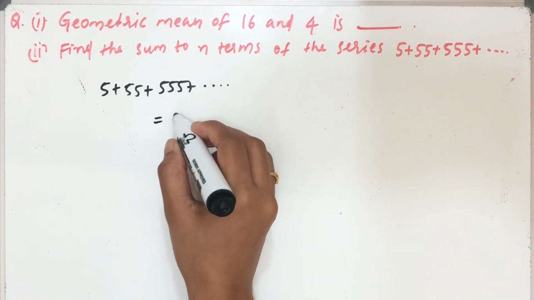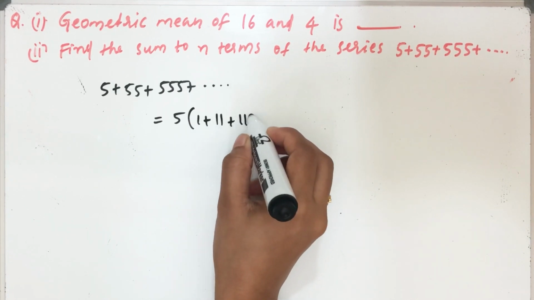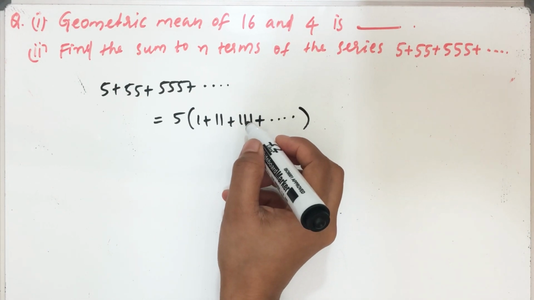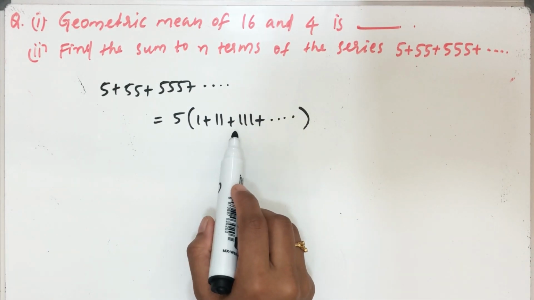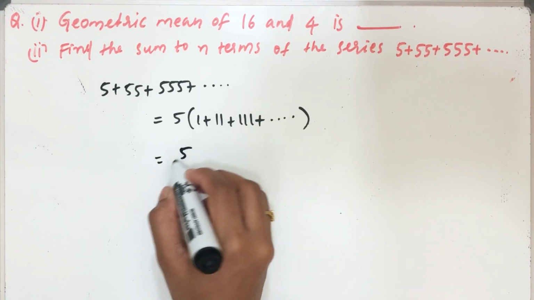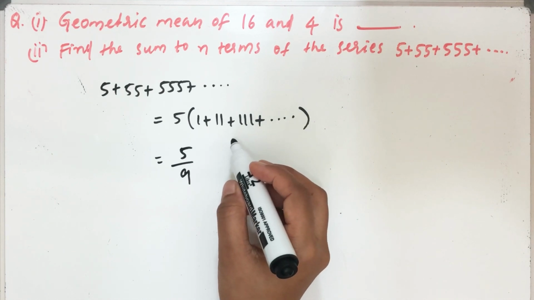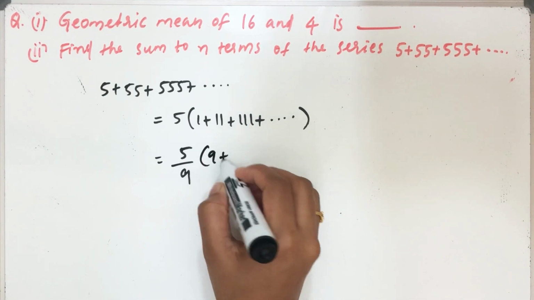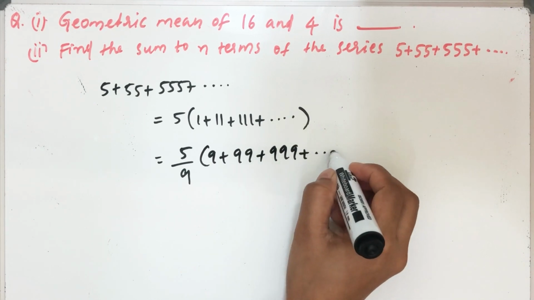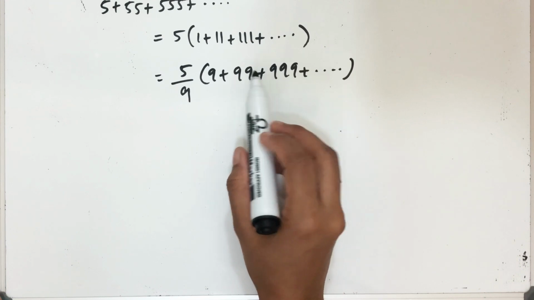Which is equal to, we can write 5 into 1 plus 11 plus 111 plus etc. We can take 5 outside. We can multiply and divide this by 9. Then no change. We can write 5 by 9 into 9 plus 99 plus 999 plus etc. This we are doing to make a GP out of this.